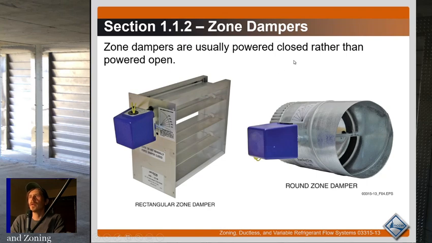Zone dampers are usually powered closed rather than powered open. There's an obvious reason for this, right? You want the zone to be powered closed because if you have no power, you want that damper to automatically open. It would be very bad if just the zones lost power and everything closed and your system was running for some reason, right? So especially considering these are usually controlled by a separate transformer, if that transformer goes, you want the fail position to be open on a zoning system. You don't want the fail position on a zoning system to have the dampers all closed.